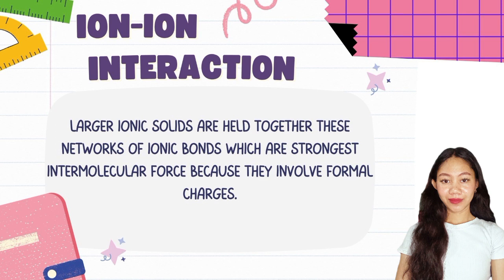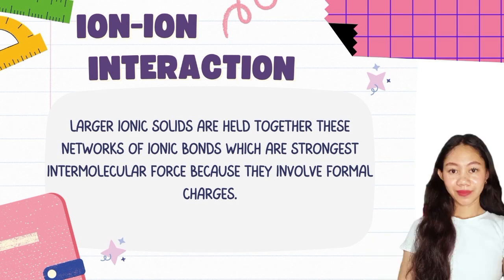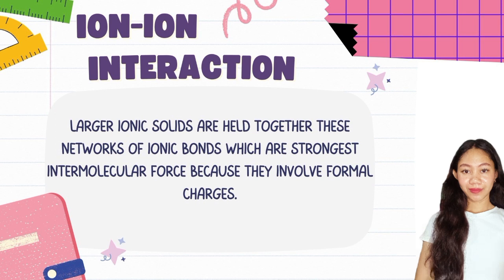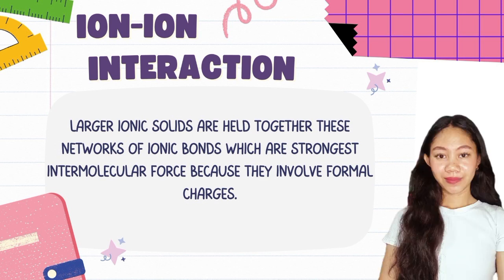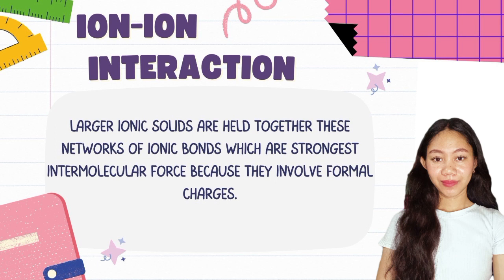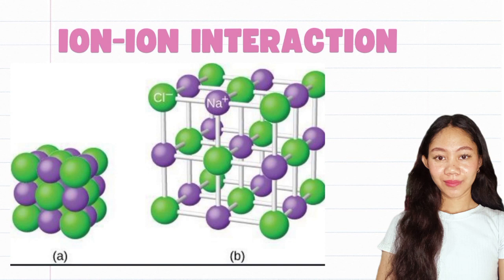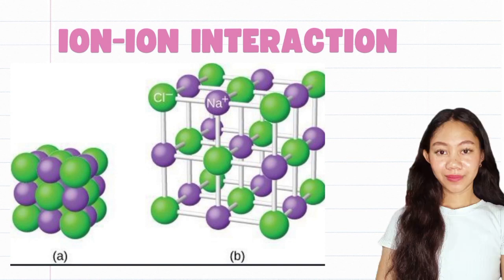First is the ion-ion interaction. The larger ionic solids are held together by a network of ionic bonds, which are the strongest intermolecular forces because they involve formal charges. Meaning, ito yung formal charges which is positive, negative. Yung positive is automatic magkakaroon ng interaction dun sa negative charges in another ion. And the negative charges ay na mag-a-attract dun sa another ion which is the positive charges. So meaning, opposite charges attract. So dun sila magkakaroon ng interaction. So this is the example of ion-ion interaction.